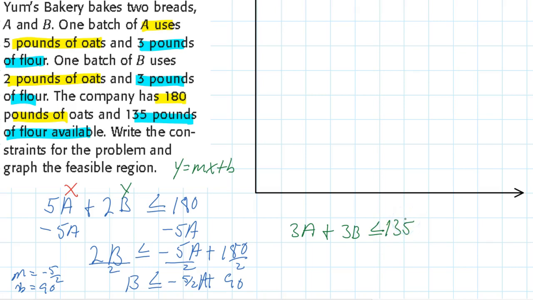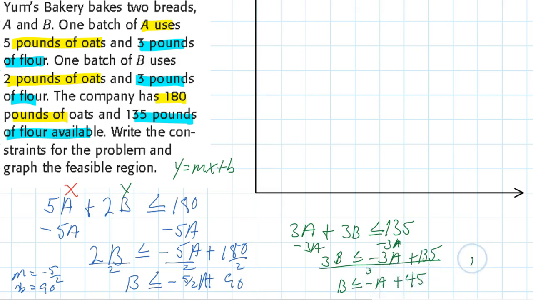Now we're going to go through the same steps. I'm going to solve for B by subtracting the 3A and then dividing by 3. That gives me B is less than or equal to negative A plus 45. My slope is equal to negative 1 over 1, and my y-intercept is equal to 45.